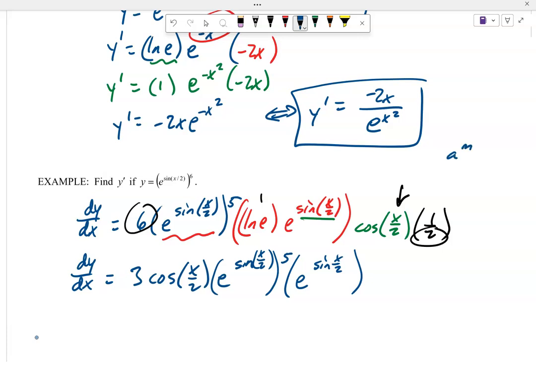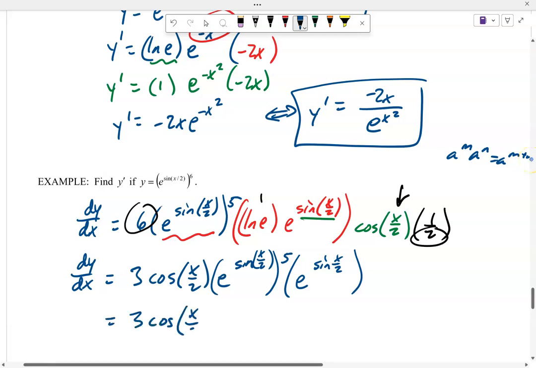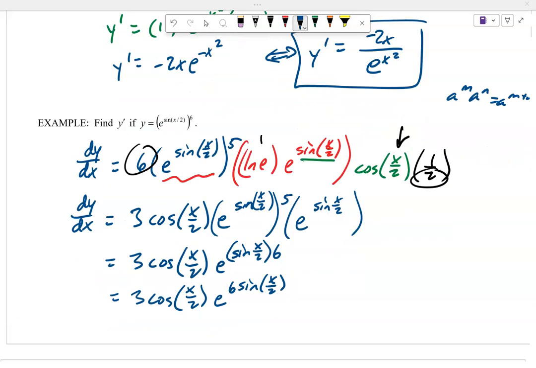So remember the rule, a to the m times a to the n is a to the m plus n, right? So I've got 6 of those. E to the sine x over 2 to the 6th. That's probably a little better notation. It's, a times b is b times a. I kind of like that 6 in front a little bit more.